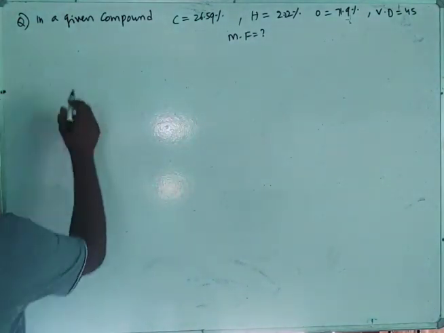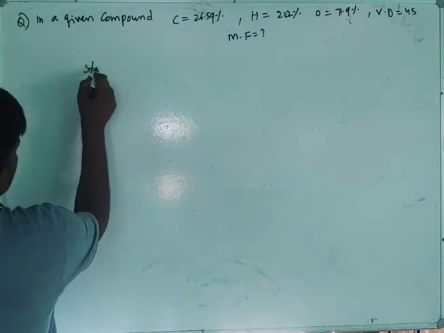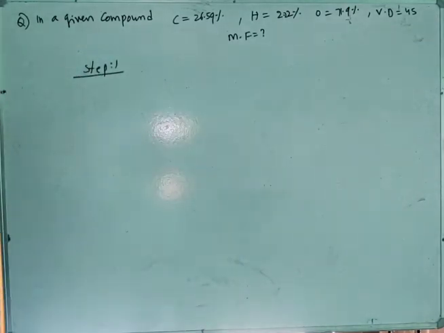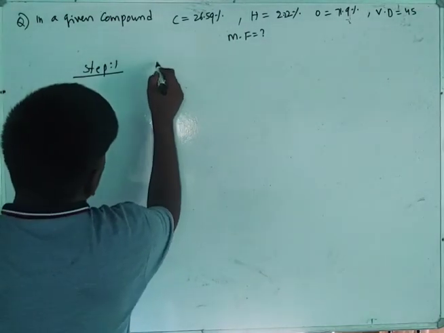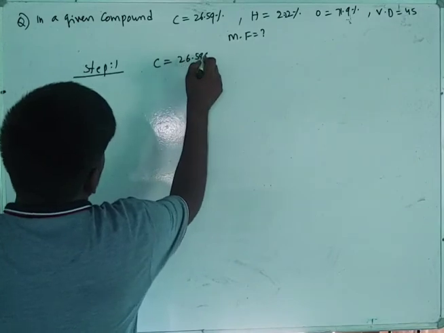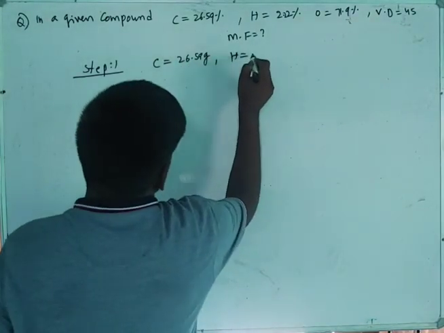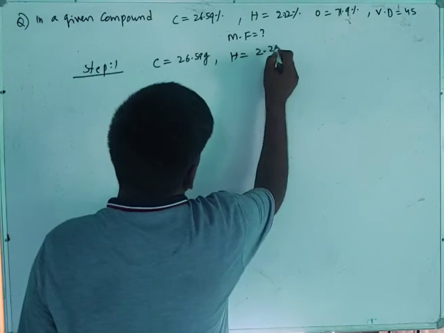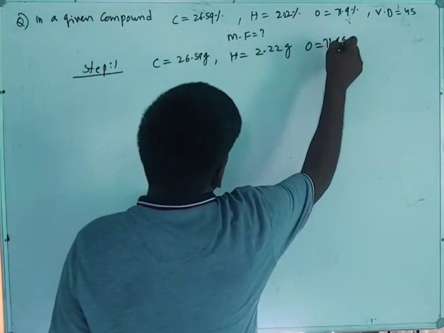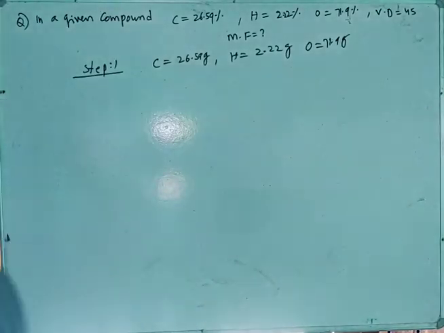There are 3 steps, guys. So you know what step 1 is. In step 1 we need to convert the percentages into grams, or into weight. So the carbon weight is 26.59 grams, the hydrogen weight is 2.22 grams and the oxygen weight is 71.9 grams. That is step 1.